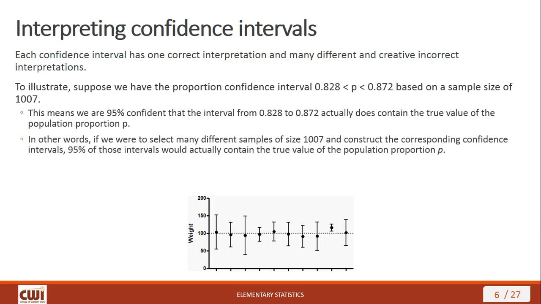Another way to look at this would be to say, suppose we selected many different samples of size 1007. So we have multiple samples of the same size, and that size is 1007. And we're going to construct corresponding confidence intervals for each of those samples. If we did this, 95% of those intervals would actually contain the true value of the population proportion P. That's an alternative way to think about this.